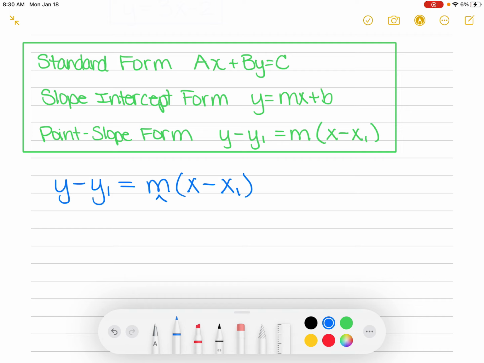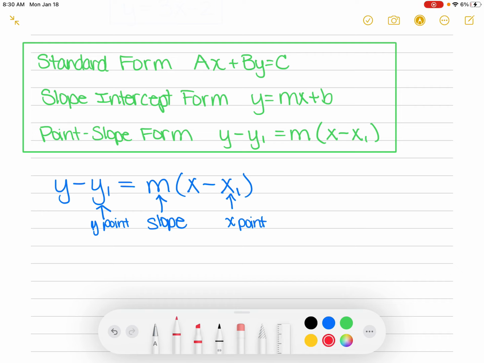Okay, so we know that M is the slope, right? Same as before. And then this one and this one, the ones that have the little ones next to them, are your Y, the Y in your point and the X in your point. And we'll talk about that in just a minute.